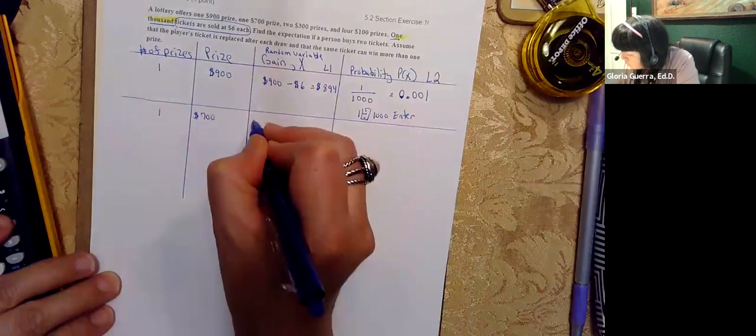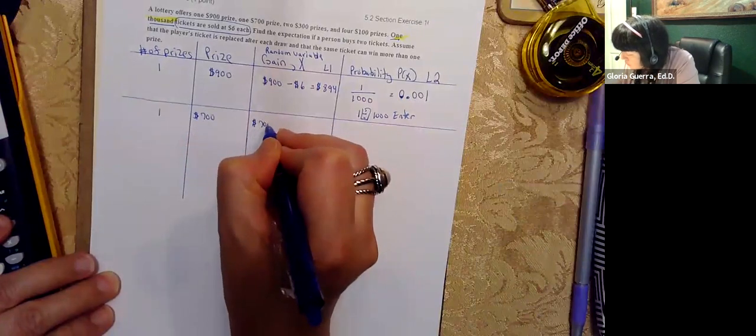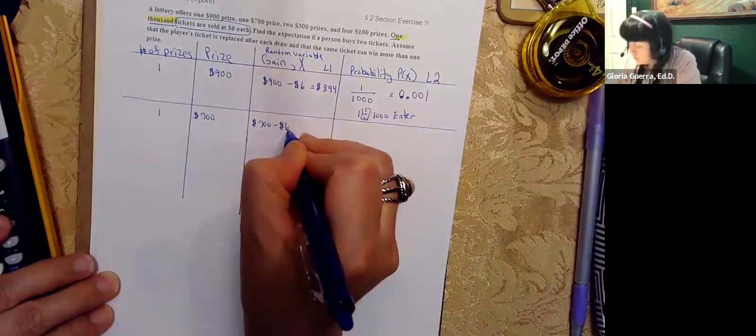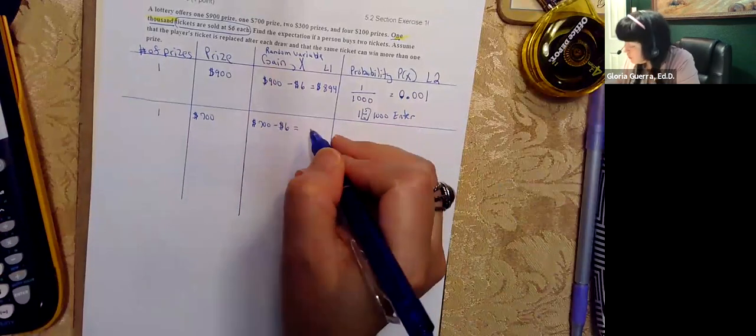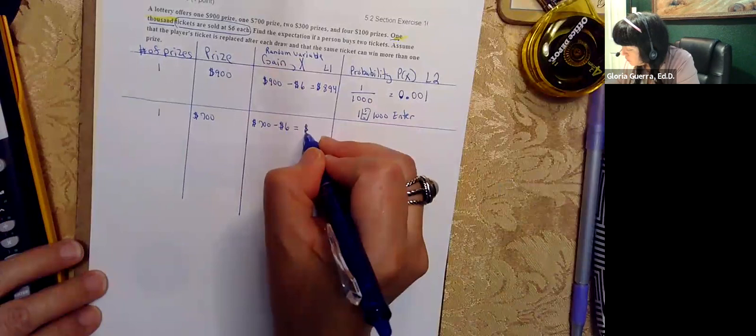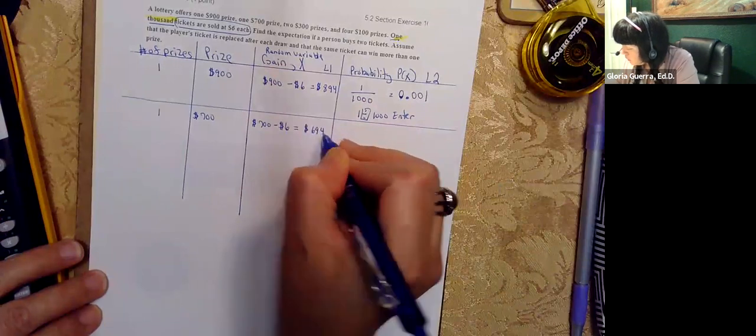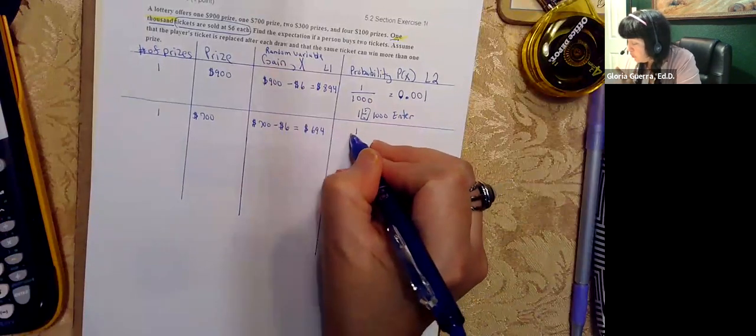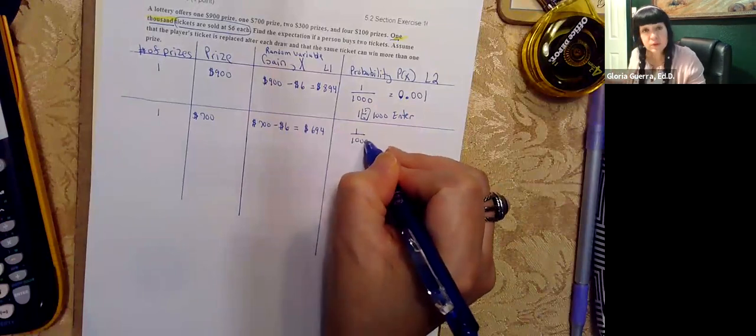Okay, then we have one prize of $700, and the gain would be $700 minus $6. That gives us $694. And so there's only one of those. So again, it's 1 over 1,000.